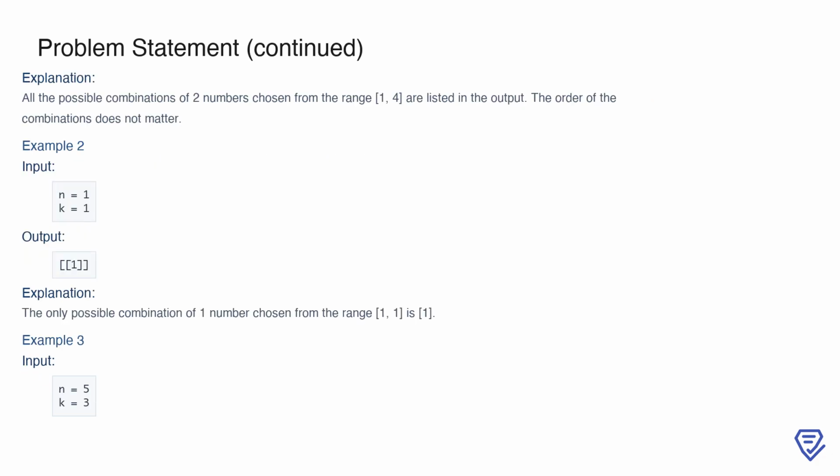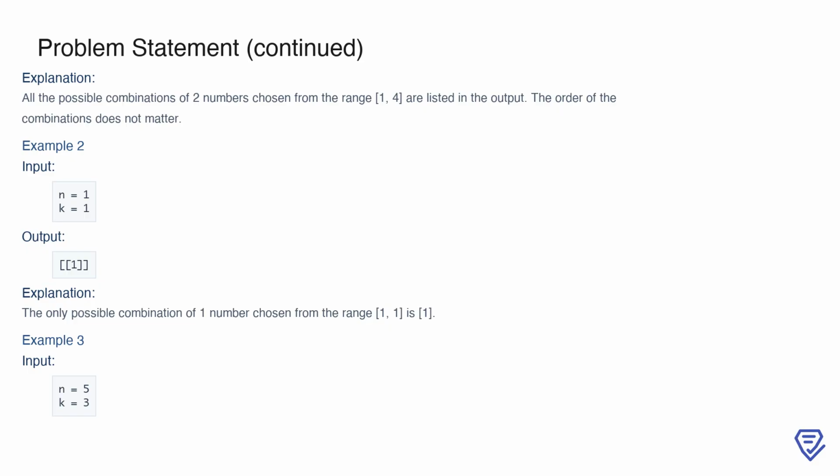Now, let's look deeper into what this means through examples. If n equals 4 and k equals 2, the output will be all the possible combinations of two numbers chosen from the range 1 to 4. You can see combinations like [1, 2], [1, 3], [1, 4], and so forth, listed in any order. The order of the combinations themselves does not matter, only that every possible pair is included.